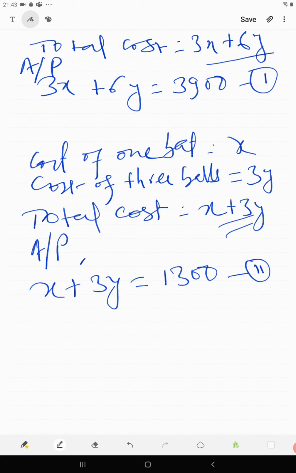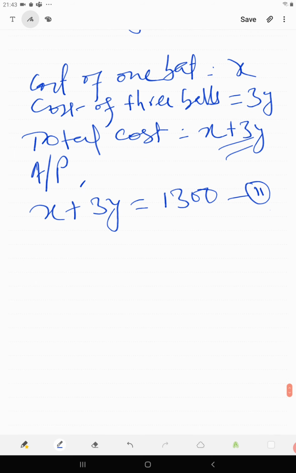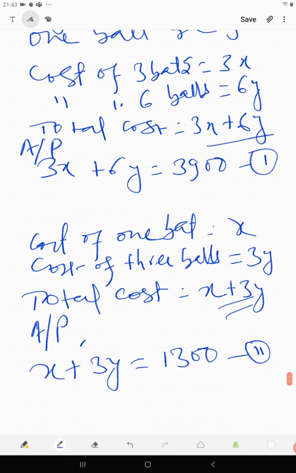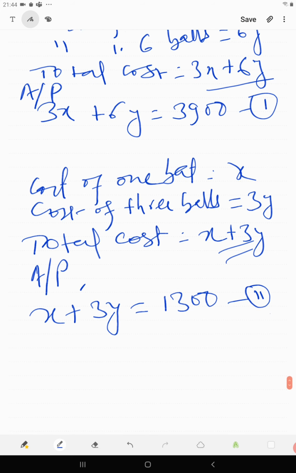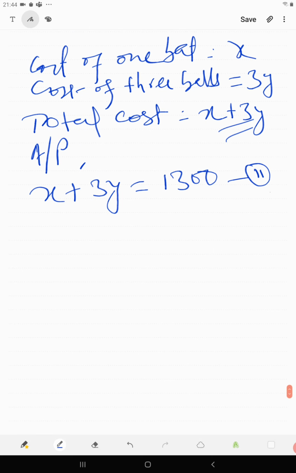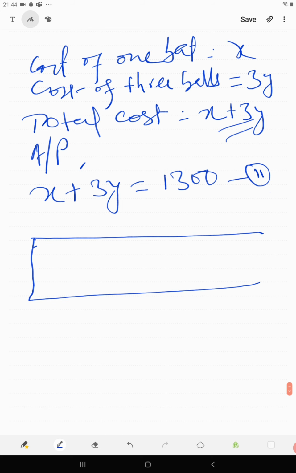Now we need to solve. Okay, we need to take the points. So for the first equation, for equation 1, I will need to take the points. This is x, this is y.